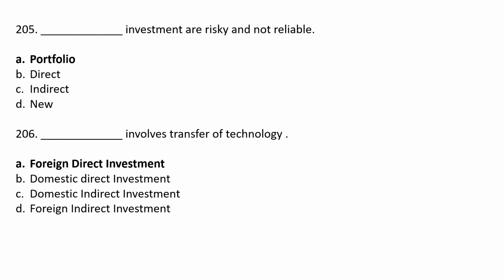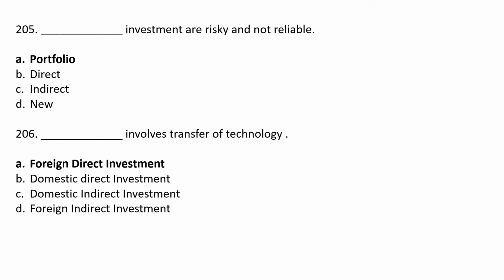Dash investment are risky and not reliable. Option A portfolio, option B direct, option C indirect, option D new. The correct answer is option A portfolio. Portfolio investment are risky and not reliable.